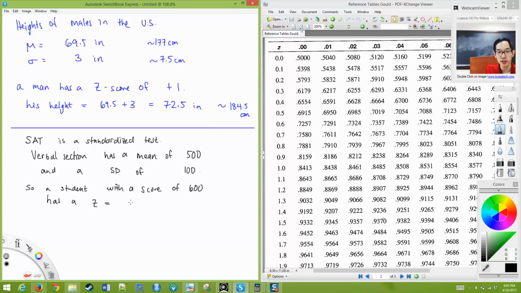Okay, so if I ask what percent of US males are shorter than 72.5 inches, and if I ask what percent of students have SAT verbal scores lower than 600, both answers are the same, because both numbers correspond to z-scores of +1. Can you guys see that?